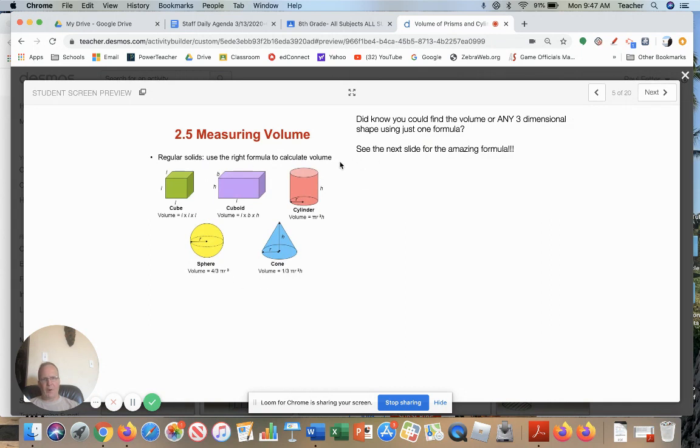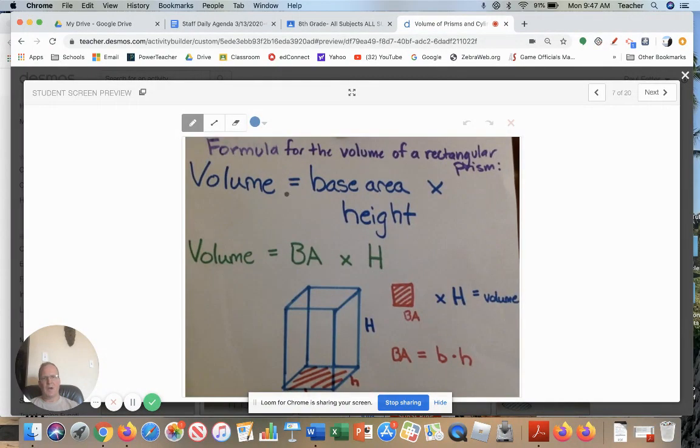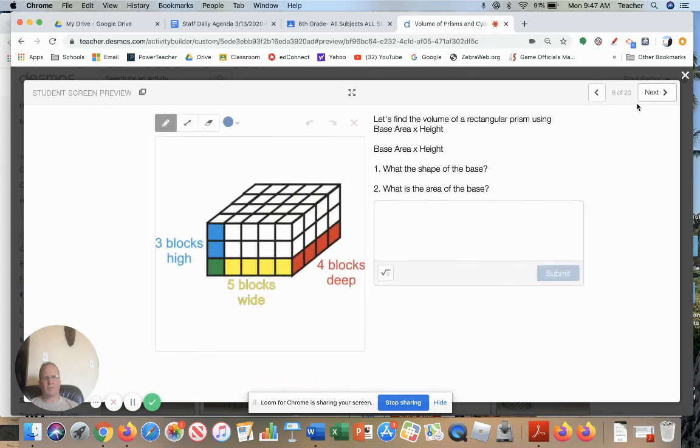Okay, and then they give you some formulas here, and they say that you can find the volume of any three-dimensional shape using just one formula, and here it is. The volume is the base area times the height. Okay, what does that mean? Well, let's see what we have here. We have a rectangular prism. The base, if we find this base area, we multiply it times the height, then that's going to be the volume. All right, so let's try it.